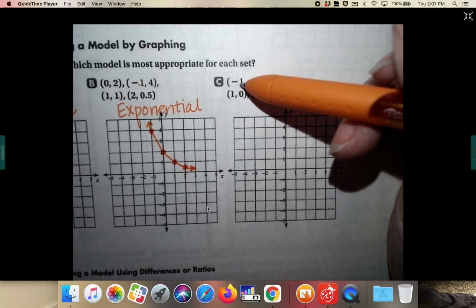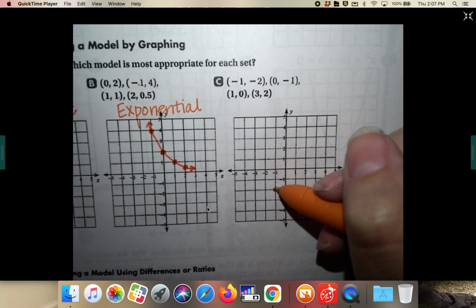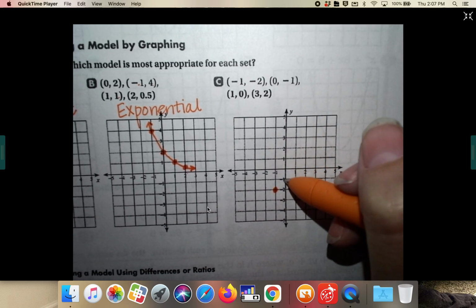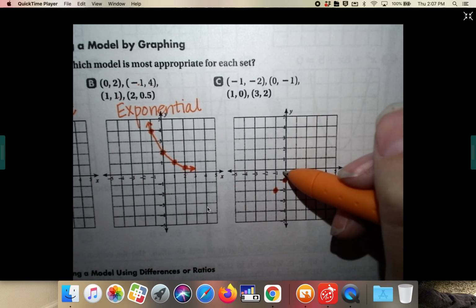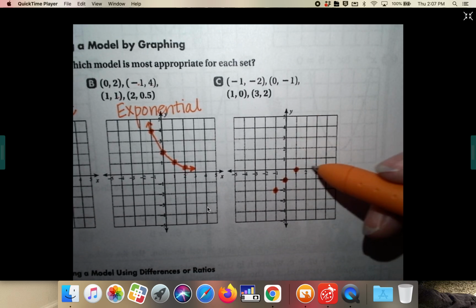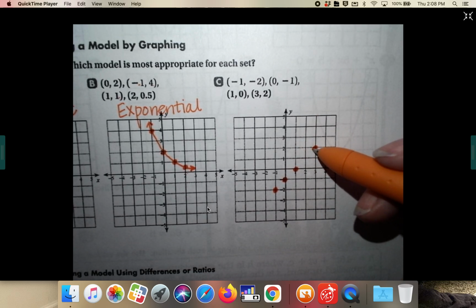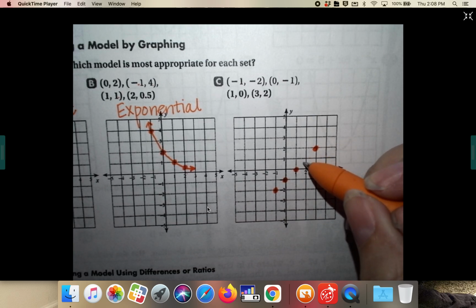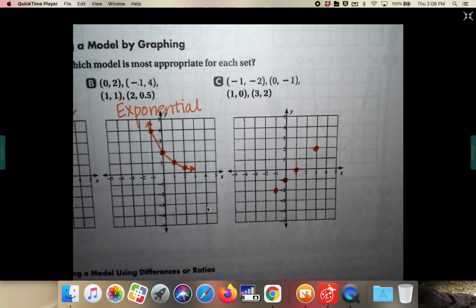All right, and then the last one, let's do C. A dot at -1, -2. A dot at 0, -1. 1, 0, 3, 2. So if you look, they're missing this dot, but it doesn't mean it's not there. They just didn't choose that for us to plot.